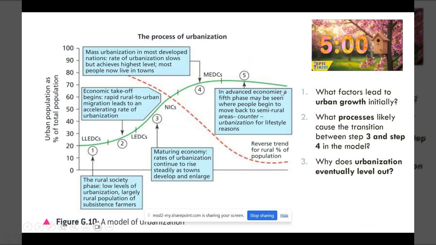Okay, this is the process of urbanization. I put this in your notes packet. So you can start with the rural society phase. You see the economic transition happen. It's almost kind of like that demographic transition, except here we have rural percentage of population and urban percentage of population, and how it's developing over time.